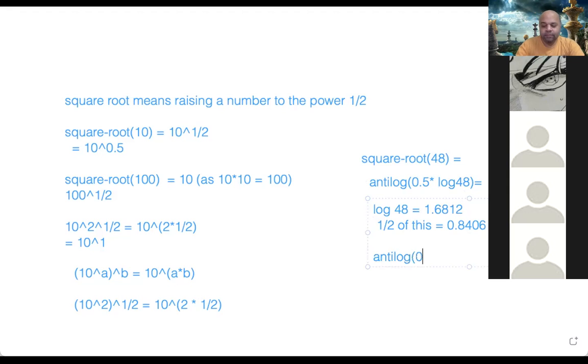The antilog of 0.8406: go to the antilogarithm table, 8, 4, 0, 6918, and the sixth digit we have to add, which is 10. So 6918 plus 10 is 6928, so 6.928. This is actually the square root of 48. Now, if you want to check, let us just use a calculator.